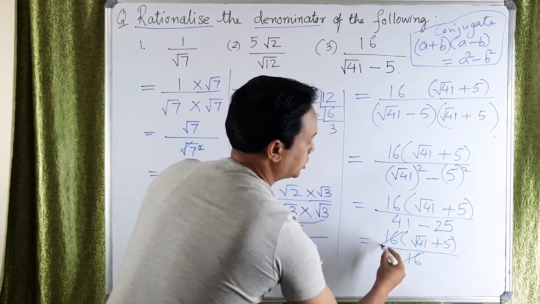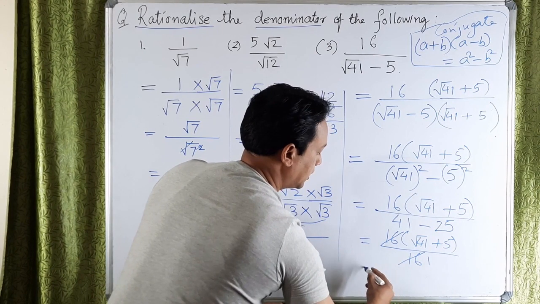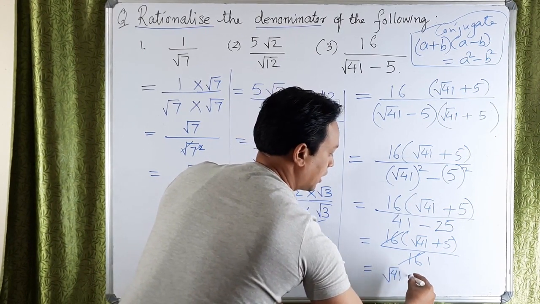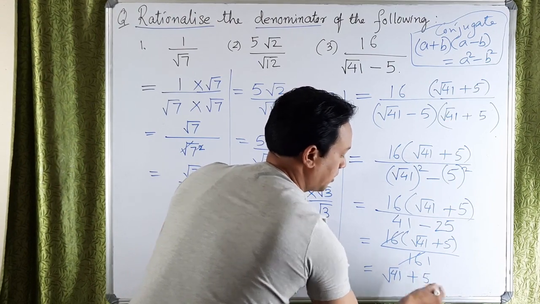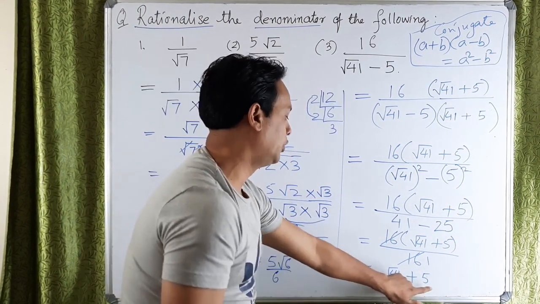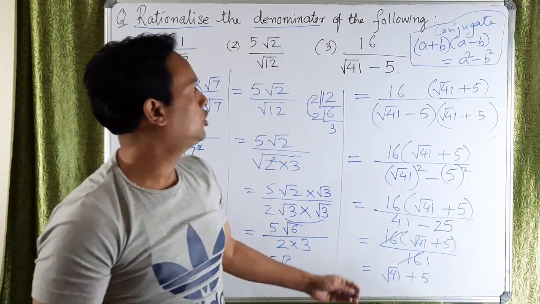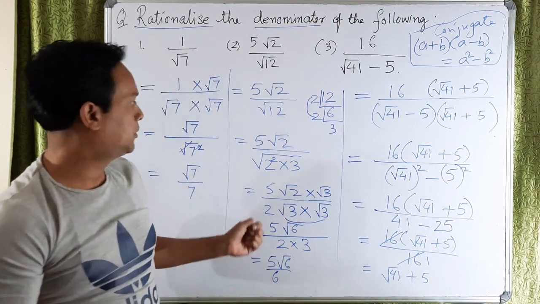Now this will be 16 root 41 plus 5 over 16. Now we can cancel out this 16. So the denominator is 1. Now if the denominator is 1, we need not write it. So we are left with root 41 plus 5 by 1. 1 is the denominator which we don't have to write. So we have rationalized the denominator. Let us take some more examples.